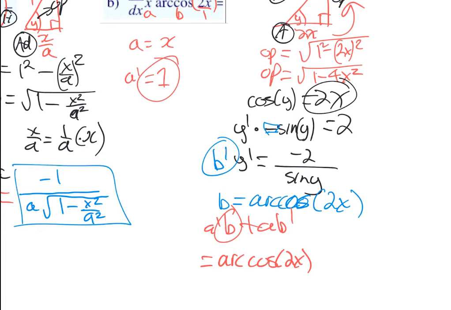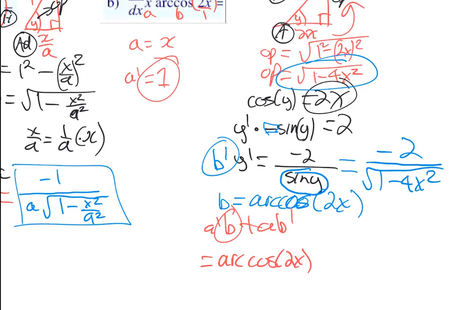I didn't finish off that derivative, did I? Sorry, folks. What did I need to write there? Negative 2 over sine y. That becomes, because I can't have my derivative written in terms of y, negative 2 over sine of y. What's the sine of y? Sine of y is opposite divided by hypotenuse. And what was the opposite? Square root of 1 minus 4x squared. Okay? Sorry about that, folks.